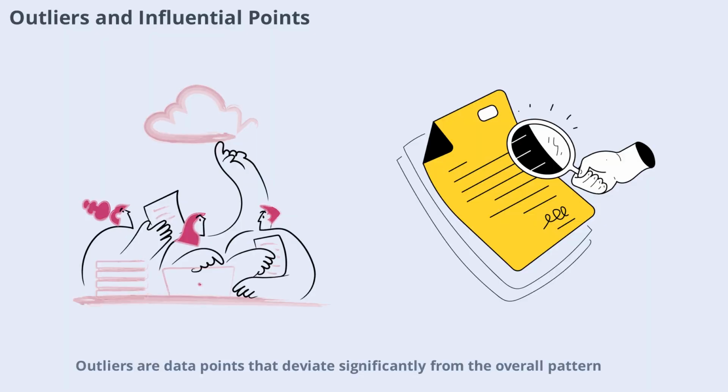Outliers are data points that deviate significantly from the overall pattern. Influential points are those that have a large impact on the regression results. Both can distort your model and lead to misleading conclusions. Use diagnostic tools like Cook's distance or leverage plots to identify and assess these points. Deciding how to handle them depends on whether they represent errors or genuine variation.